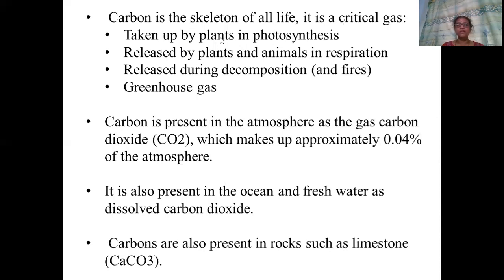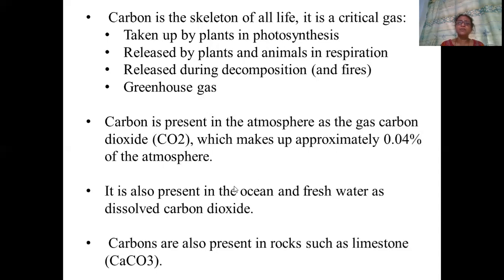Whether it is a plant or an animal, carbon is there in the entire body of that particular life. It is very, very important because it is taken up by the plants during photosynthesis, and these plants in turn fix the carbon as carbohydrate. Then during respiration, plants, animals and all living beings give away carbon dioxide. It is also released during decomposition or during fires, and it is an important greenhouse gas.